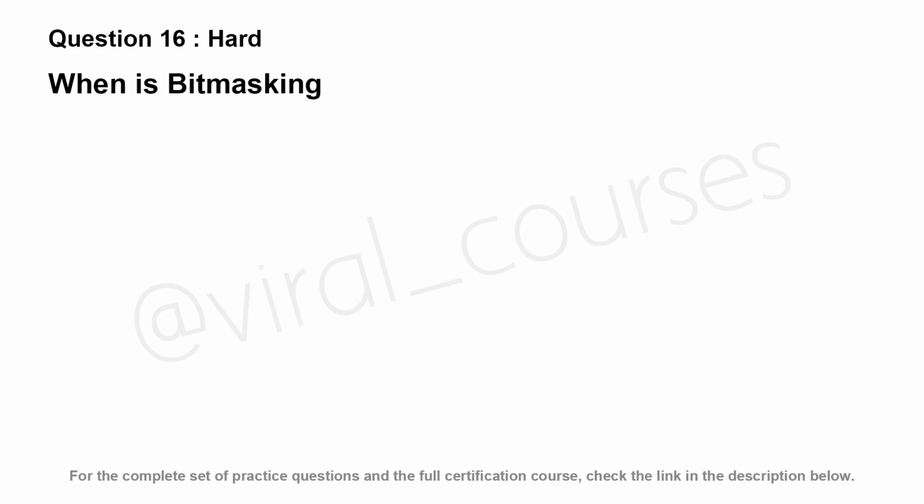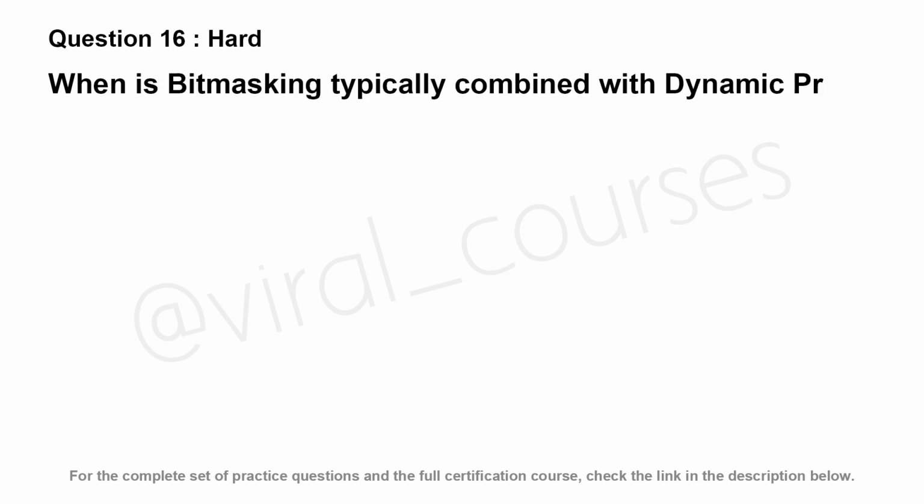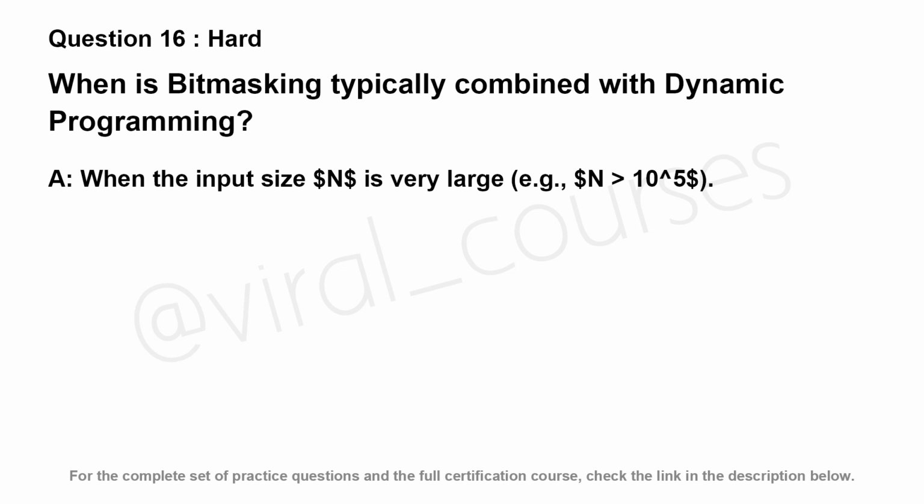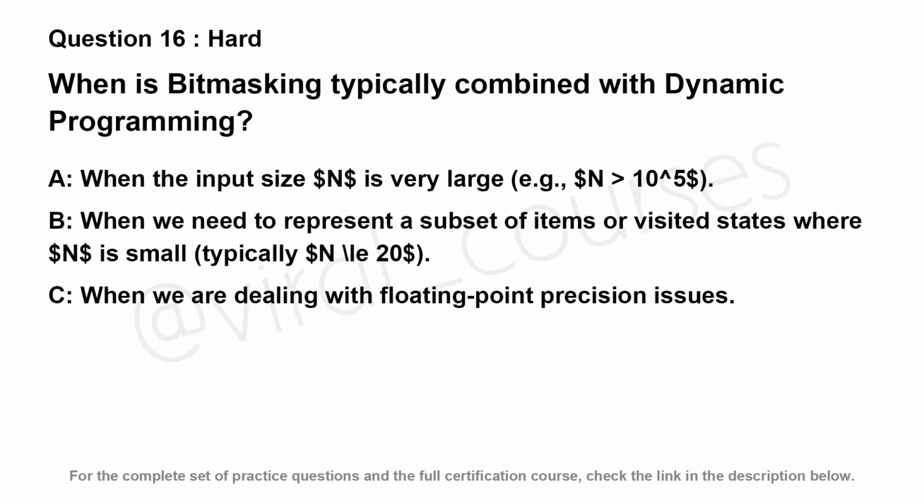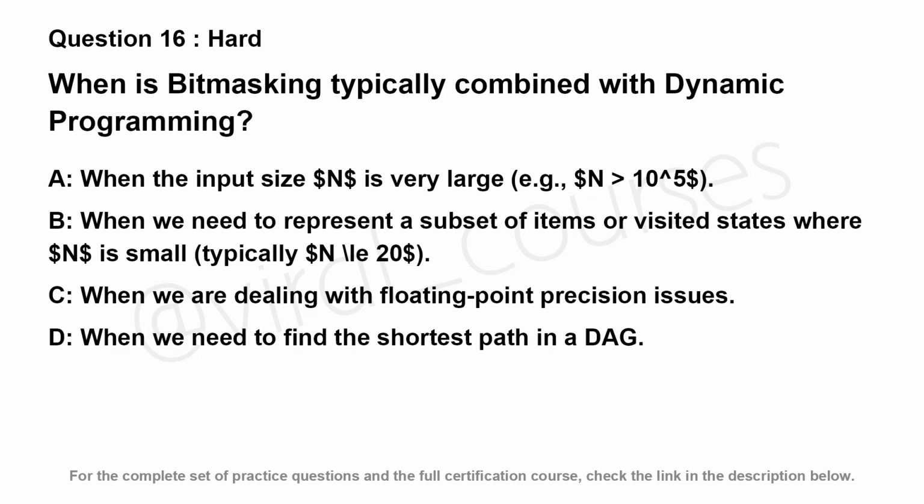When is bitmasking typically combined with dynamic programming? Option A. When the input size $n$ is very large, e.g., $n$ greater than $10^5$. Option B. When we need to represent a subset of items or visited states where $n$ is small, typically $n \le 20$. Option C. When we are dealing with floating point precision issues. Option D. When we need to find the shortest path in a DAG.